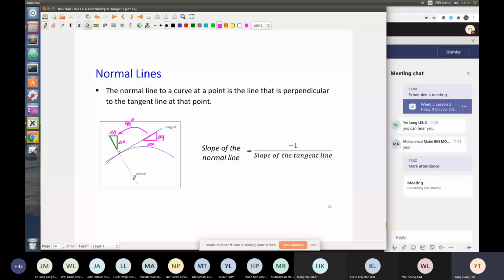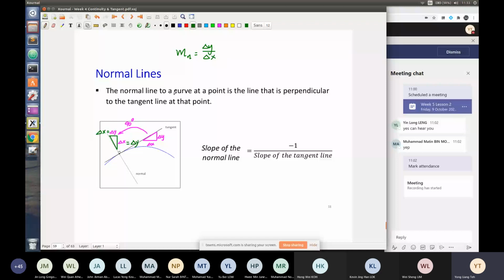And vice versa. So hence you have a minus 1 over. So just by inspection here, we can see that this is my change in x, and this change is actually equal to the change in y. I'm talking about the green part here. So hence, we can see that the slope of the normal line is equivalent to change in y over change in x.